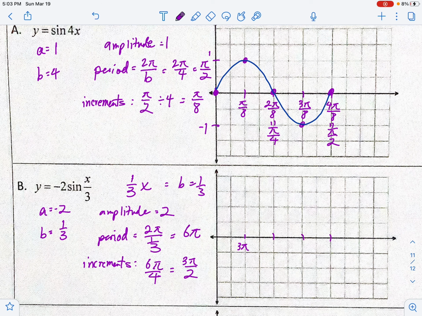So the first one will be 3 pi over 2. The second one would be 6 pi over 2. Third will be 9 pi over 2, and then fourth will be 12 pi over 2. We can reduce some of these. 6 pi over 2 will be actually 3 pi, and 12 pi over 2 is 6 pi.